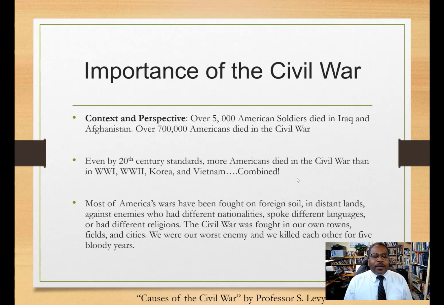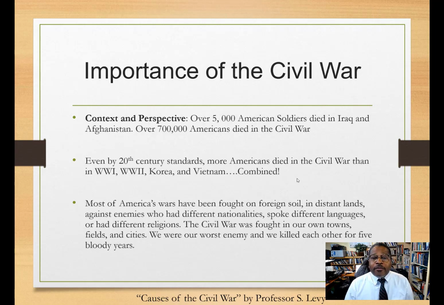As a matter of fact, the American Civil War saw more American casualties than in the American Revolution, World War I, World War II, Korea, Vietnam, Iraq, Afghanistan, and all of America's wars combined. That is how many people died in the American Civil War. So it is the most important and most defining war in American history.